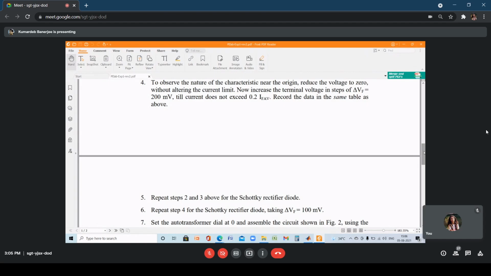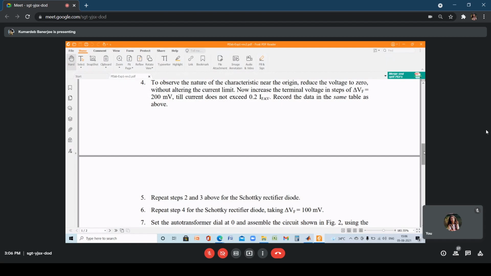So from this part of the experiment, we find out the parameters that will model your diode as a linear device, right? What are these parameters? First is V gamma, the cut-in voltage, and second is the dynamic resistance of the diode.